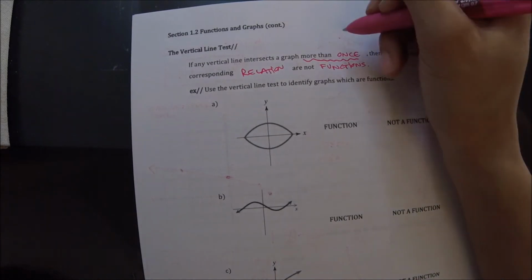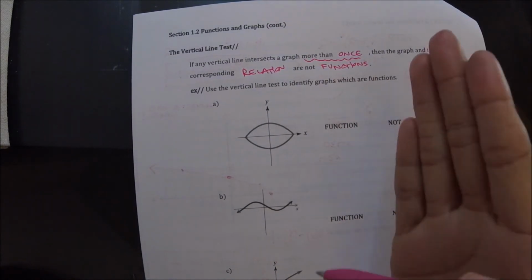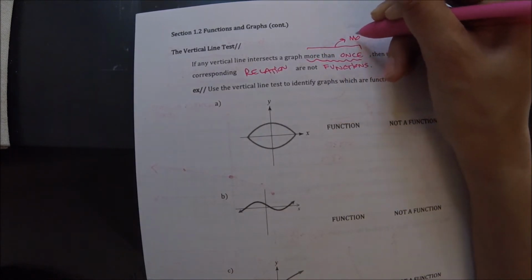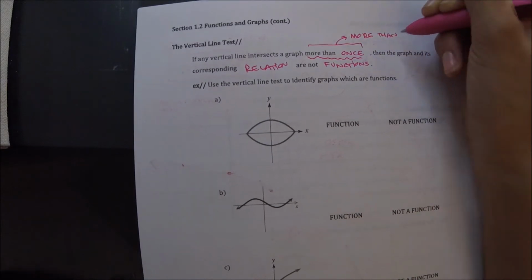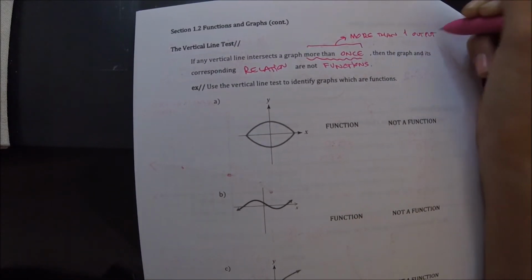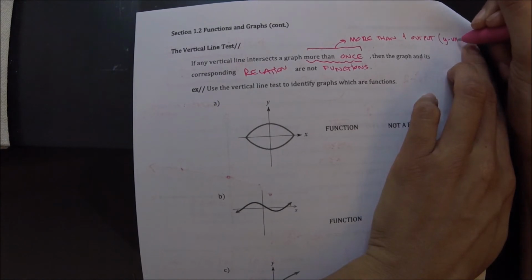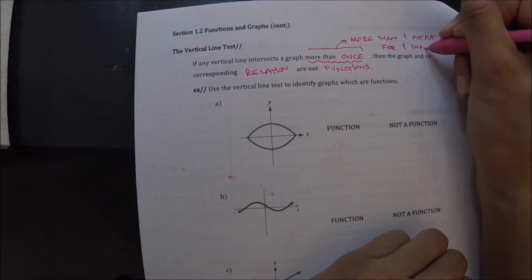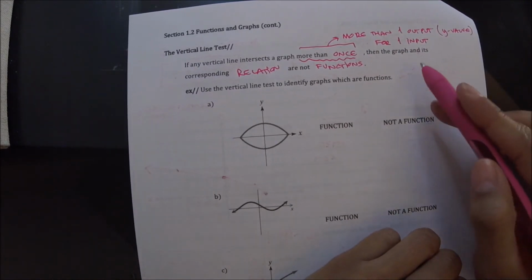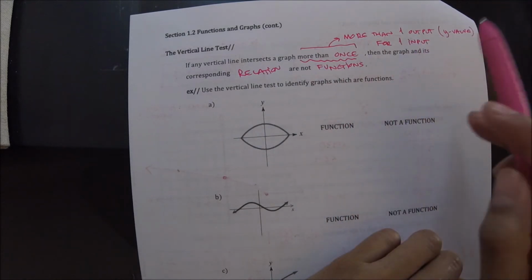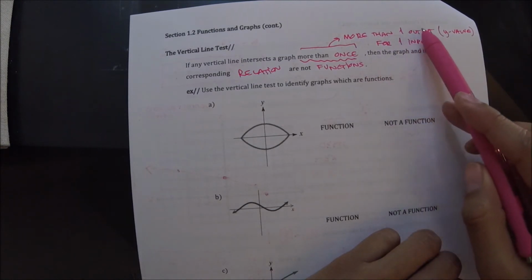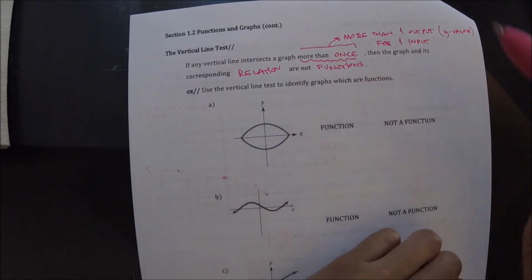And the reason why this works is because if you have a vertical line intersecting a graph more than once, that means it would have more than one output, y value, for one input. And remember, for a function, we can only have exactly one output. So we cannot have more than one output like we would have here. So that's why if it doesn't pass the vertical line test, then it's not a function.